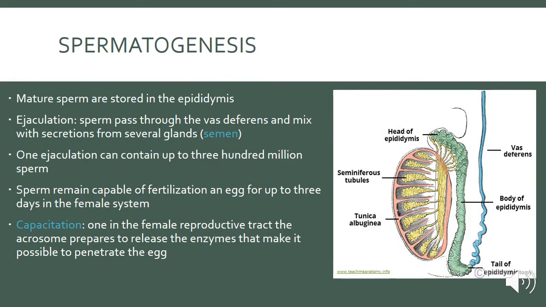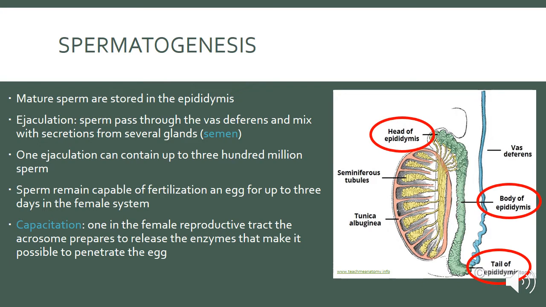Now, once the sperm are made, they're stored in the epididymis, which is this structure coming immediately off of the testicle, okay, and then it leads into the vas deferens. So at ejaculation, the sperm are going to pass out of the epididymis through the vas deferens. They're going to mix with a bunch of other secretions from several glands in the male anatomy, and that mix is called semen.